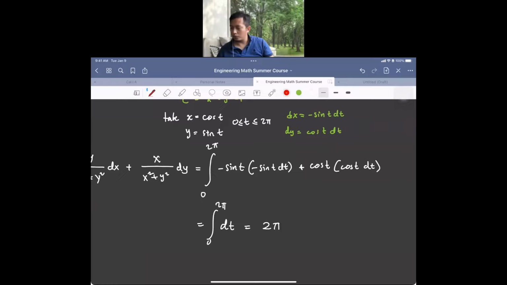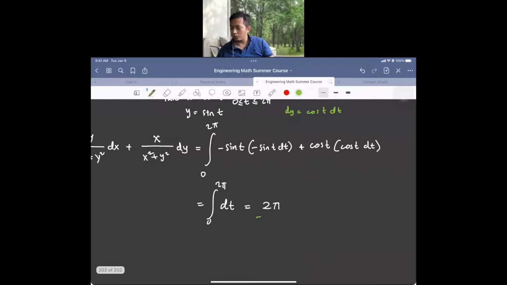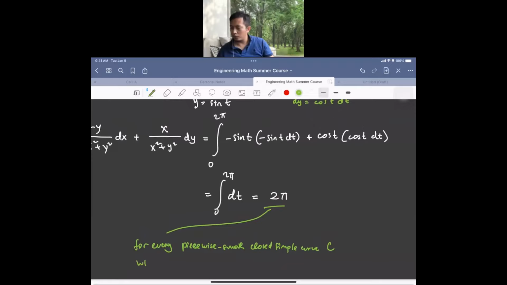So the result 2 pi is really interesting because it holds for every piecewise smooth simple closed curve C with the origin in its interior. So we need to choose that C prime is x squared plus y squared equals a squared.